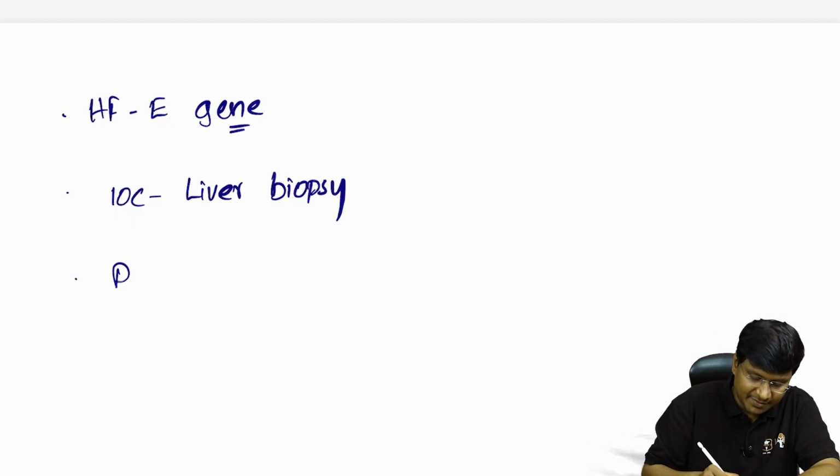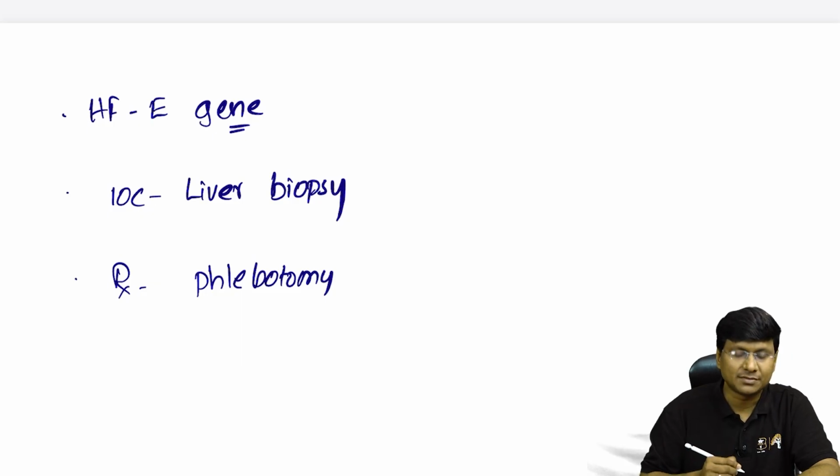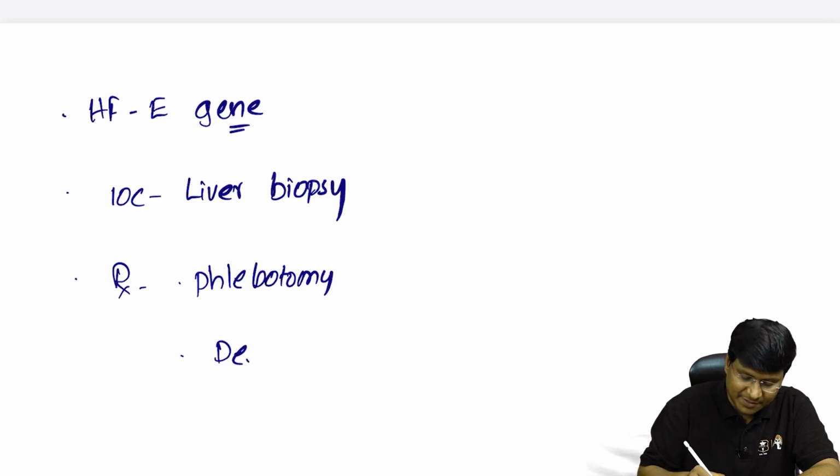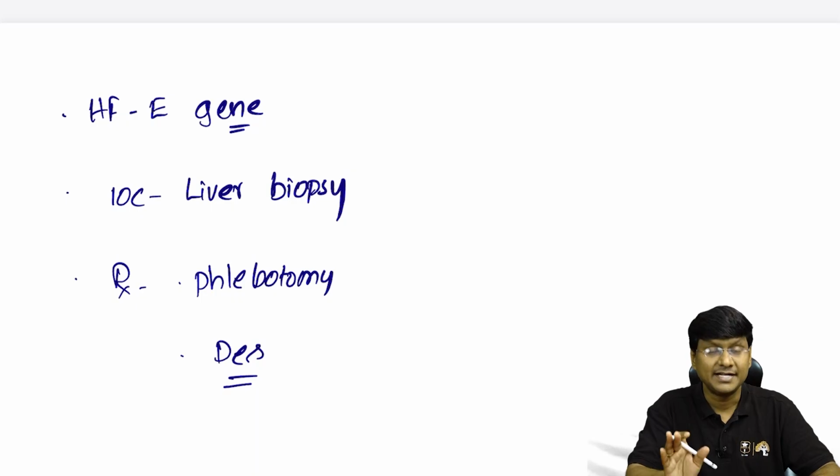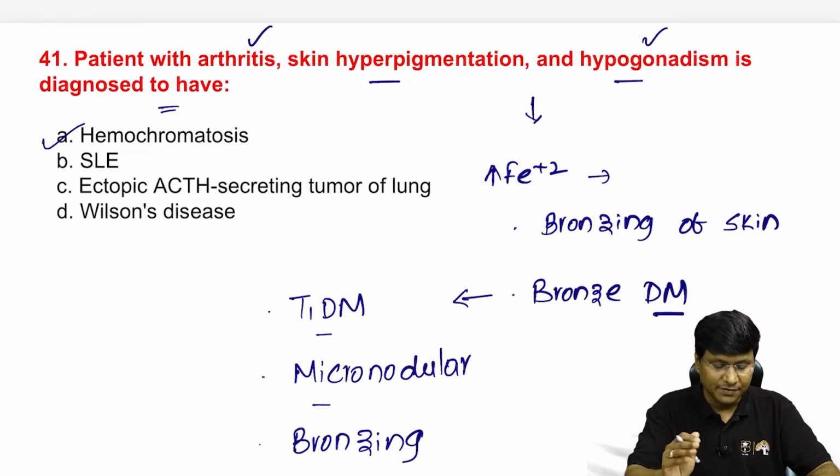Then what is the treatment that you need to give? The treatment options that we have is, one, phlebotomy. And another important option is, if the individual is anemic, where you are not able to do phlebotomy, then you need to give an iron chelating agent, and this iron chelating agent is desferoxamine or deferriprone. That is what you need to give in case of hemochromatosis.